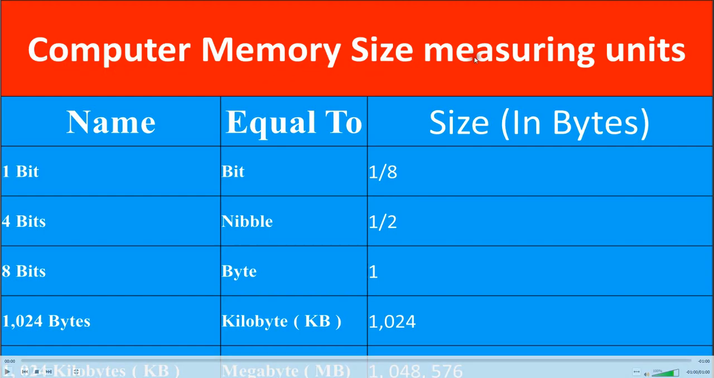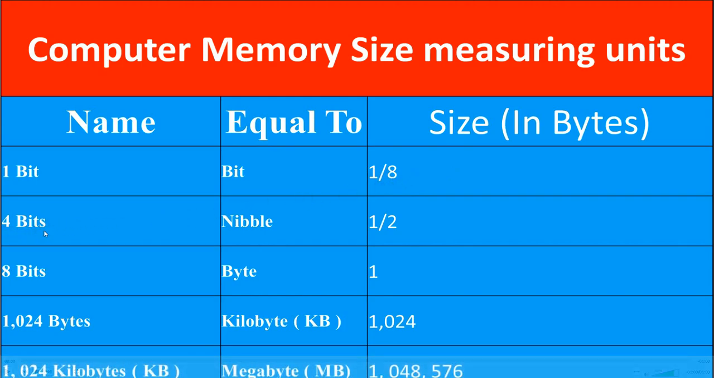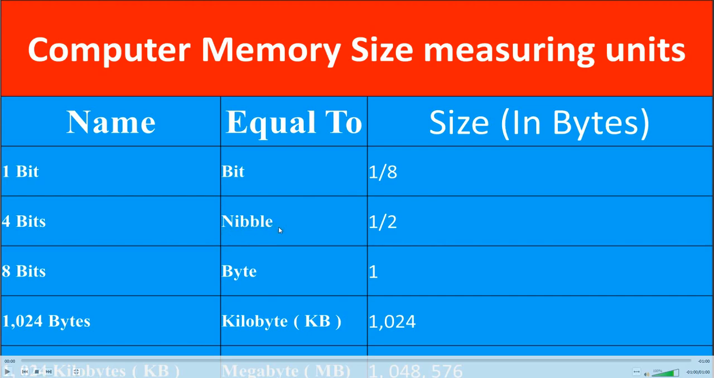Computer memory size measuring units. Name, equal to size in bytes. 1 bit is equivalent to a bit, or 1 by 8 bytes. 4 bits is equivalent to a nibble, or 1 by 2 bytes. 8 bits are equivalent to 1 byte.